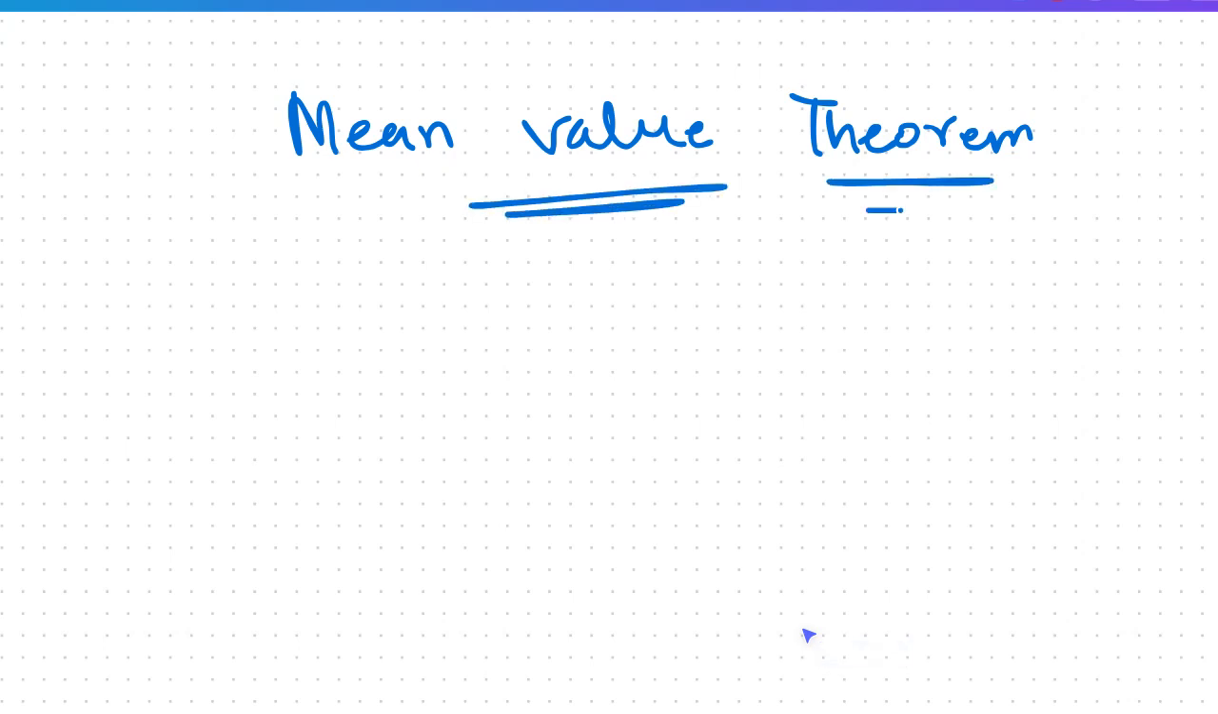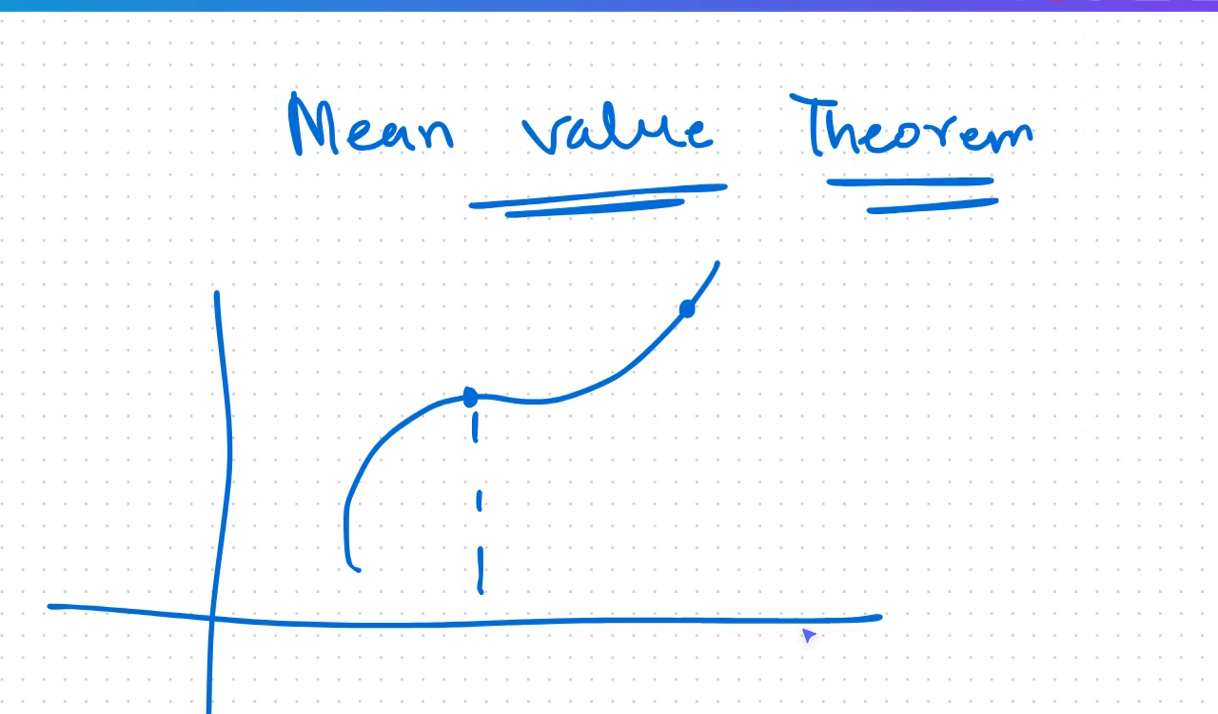Yeah, mean value theorem. Let's say there is a function. The graph is something like this. If you consider any 2 points a and b on the graph, let's say this is a, let's say this is b, and c lies in between a and b, somewhere around, let's say here.